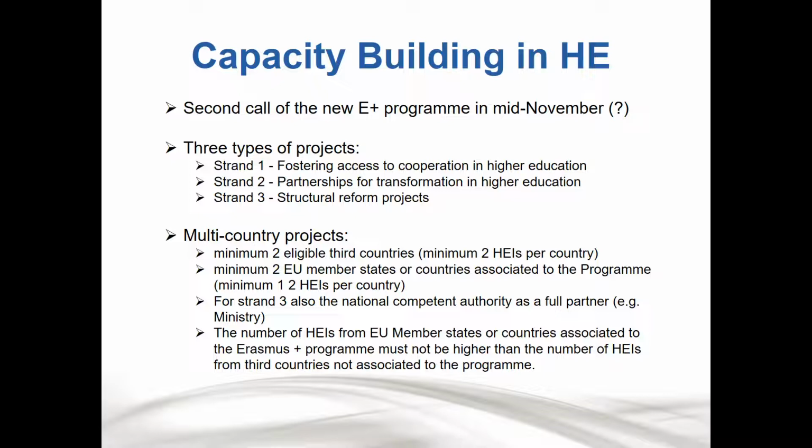This part of the program is organized in 3 strands, so-called. The first one is to foster access to cooperation in higher education for smaller universities or universities from remote areas or universities that don't have experience in this program yet. So it's a bit difficult to understand what they mean with this, but these projects are smaller and easier to write. But I suspect that it doesn't suit Magallanes 100% unless you, the university from Latin America, invite other partners from your country, from remote regions, or that don't have experience in this.